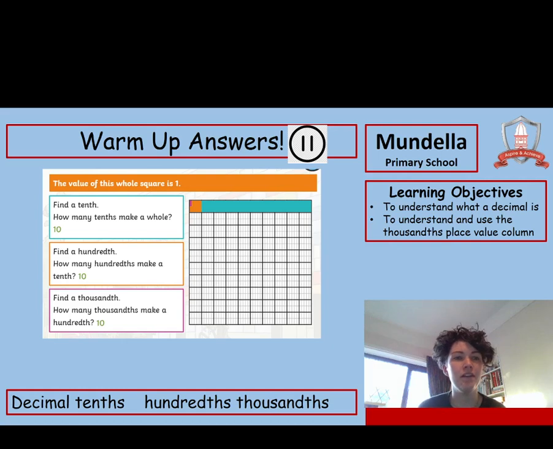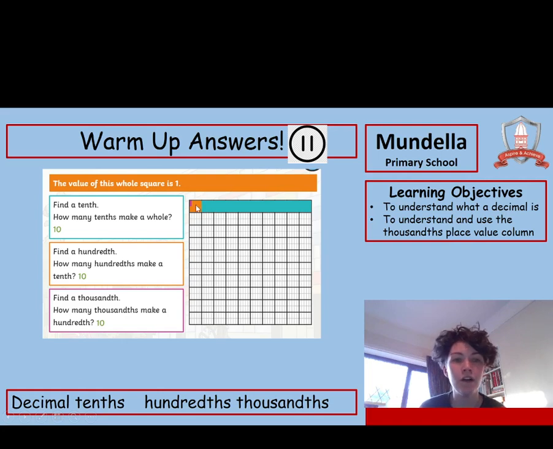Okay, so here are the answers. So find a tenth. I've marked that out in this bluey colour, including that orange bit there. So 10 tenths make a whole. We find a hundredth, that's in orange there. So how many hundredths make a tenth? Well, we can see 1, 2, 3, 4, 5, 6, 7, 8, 9, 10 of those would make a tenth.